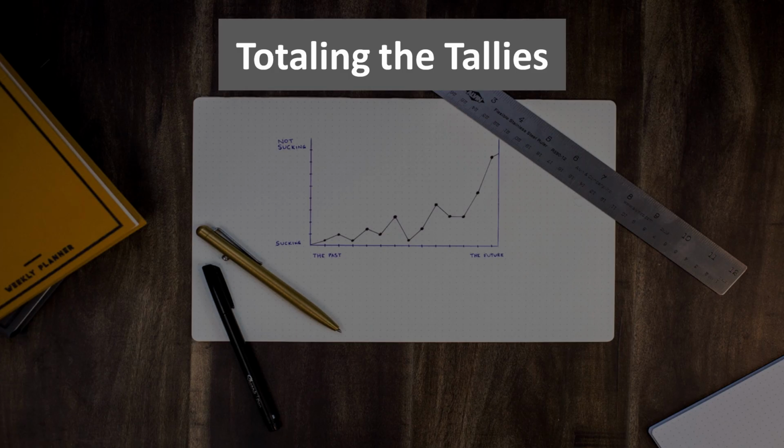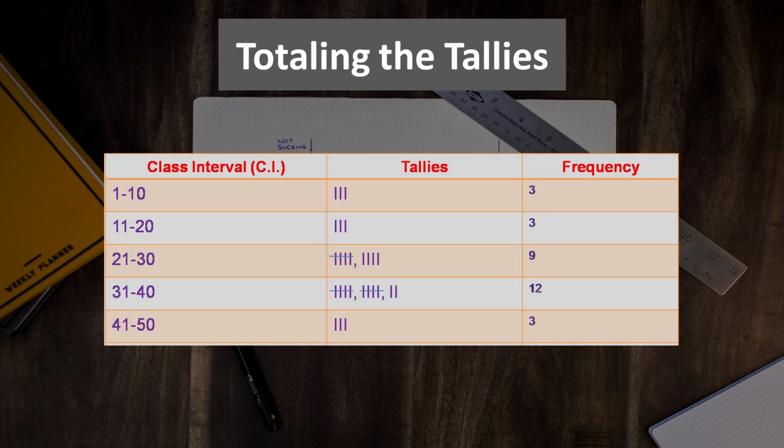So here you see the first column is the class interval, that is the CI. I have already discussed this. Then tallies we have also already discussed. Then here you have to add the tallies, and this is the frequency. In the first class, here you see 3: 1, 2, 3. In the second it is 3, in the third it is 9, in the fourth class 31 to 40 it is 12, and in the fifth class it is 3. So you just have to count the tallies and write the frequencies. This is the totaling of the tallies.